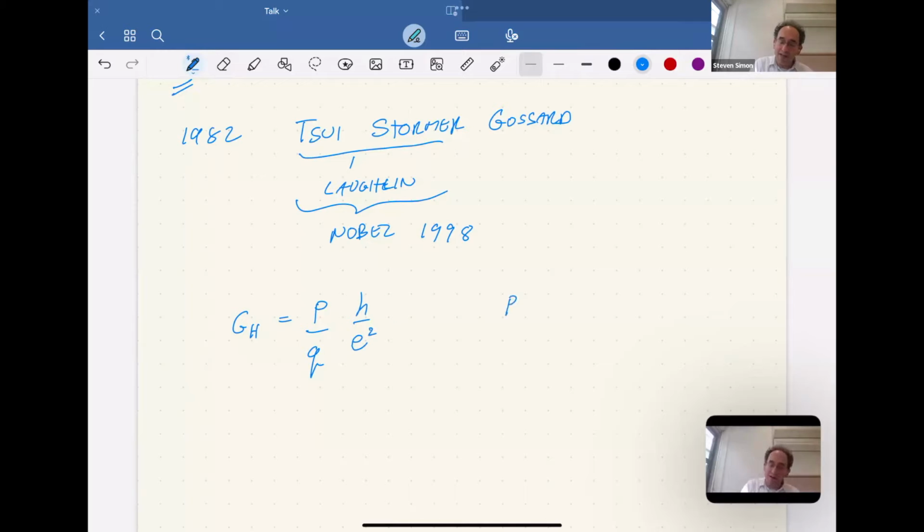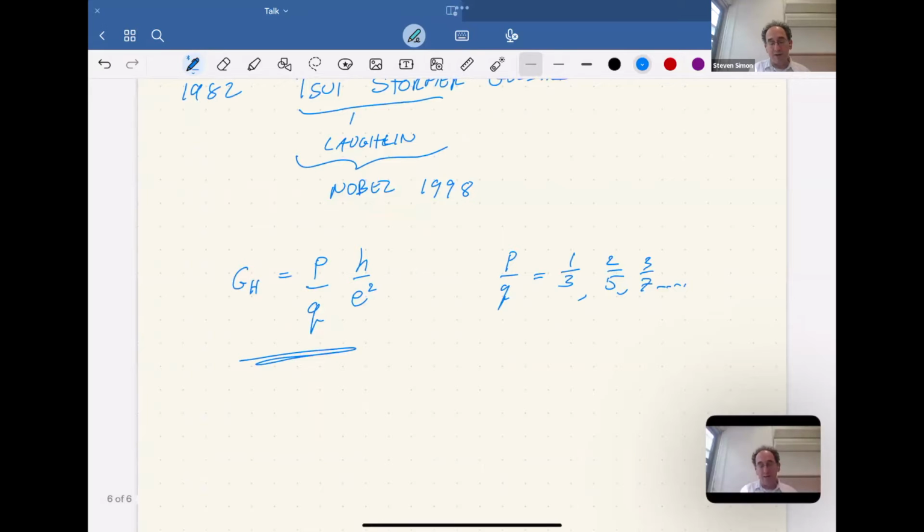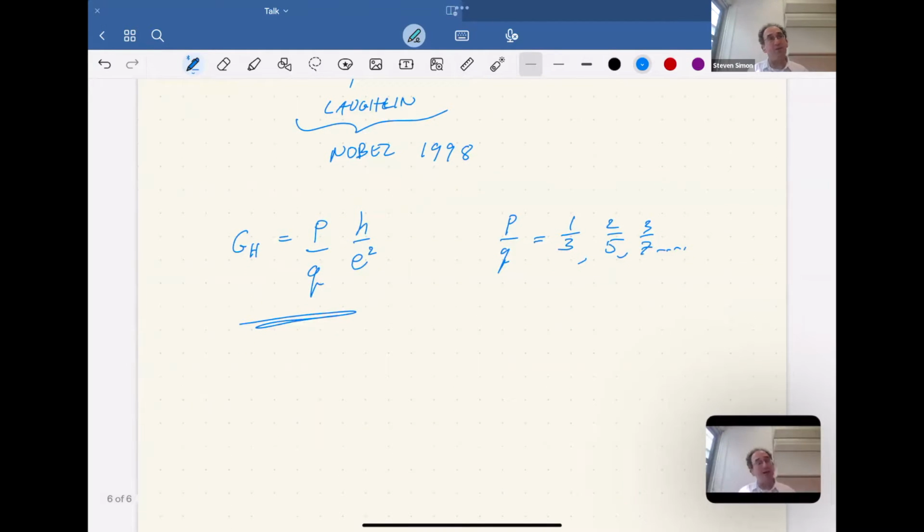So the state that they measured was the so-called Laughlin state. P over Q is 1/3. But there's also 2/5, 3/7. There's lots and lots of these that have been measured, I think over 100 different fractions. And also this measurement of the Hall conductance is extremely precise. As far as people can tell, it's precise to a part in 10 to the 10 also. So this is known as the fractional quantum Hall effect.